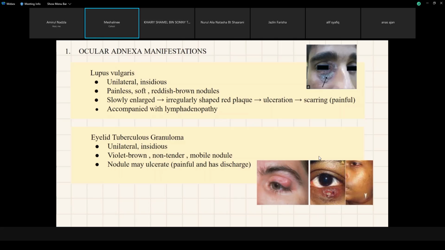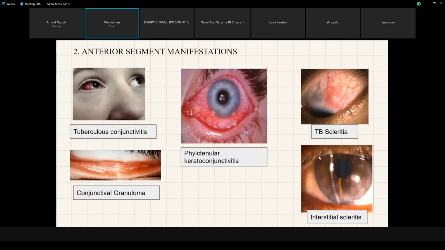Next is eyelid tuberculous granuloma, which is also unilateral and insidious in onset. It is usually violet brown, non-tender, and mobile nodule. This nodule can also ulcerate, and it can be very painful and can also produce discharge. Okay, next. For anterior segment manifestation, the first one in the picture is tuberculous conjunctivitis.